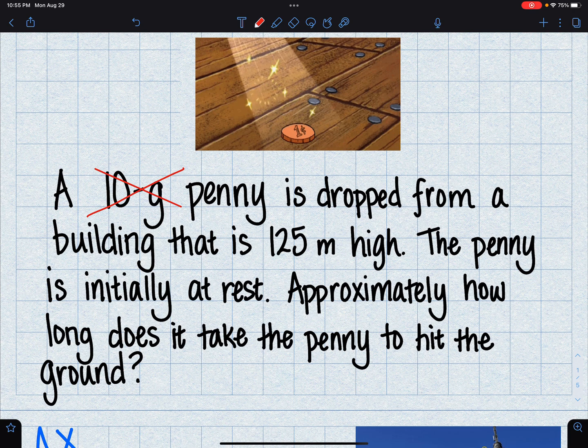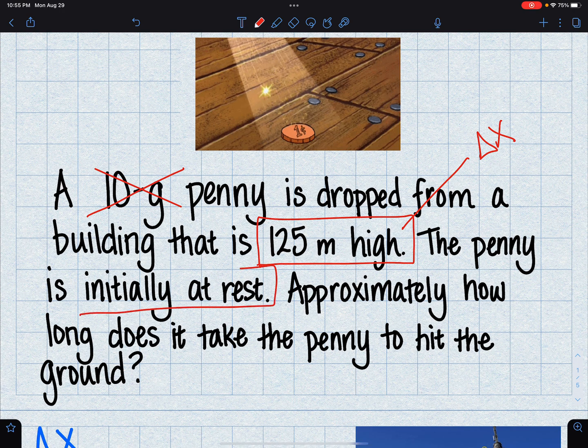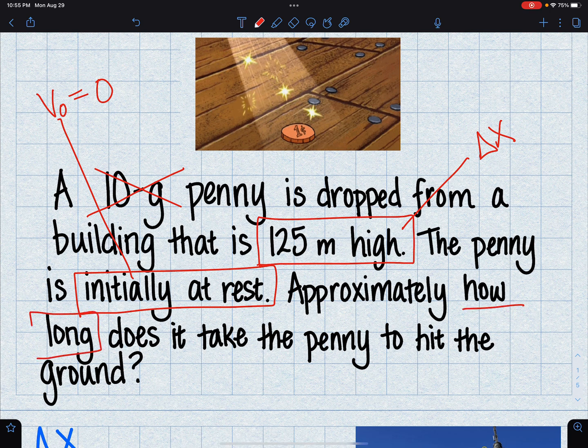So we don't care how much the penny weighs, but what do we care about? We care that the building is 125 meters high, because this is going to be the change in distance. Sweet. We also care that the penny is initially at rest, because this is going to be v sub 0, which is going to be equal to 0. Approximately how long? We do care that they're asking how long, because this implies time. We're going to have an equation that says time in it. And that's about it.